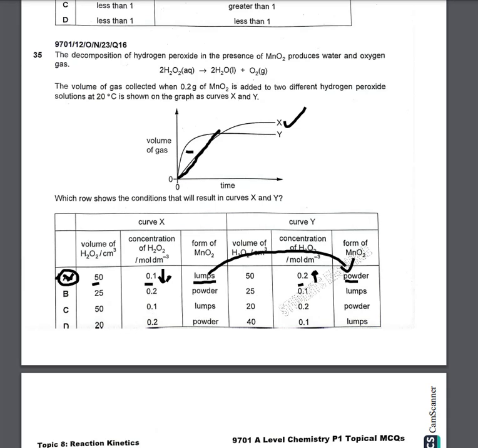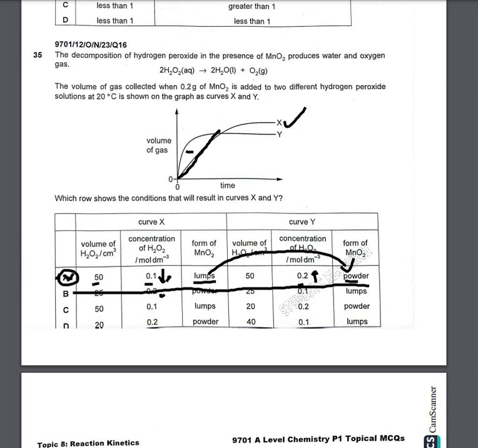B: 25 and 0.2, 25 and 0.1. So curve X is more concentrated. Now if it is more concentrated and it is in powdered form, no, this is again incorrect. It should then be in place of X. B is also incorrect.